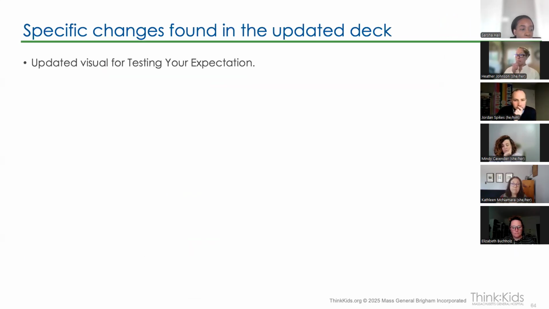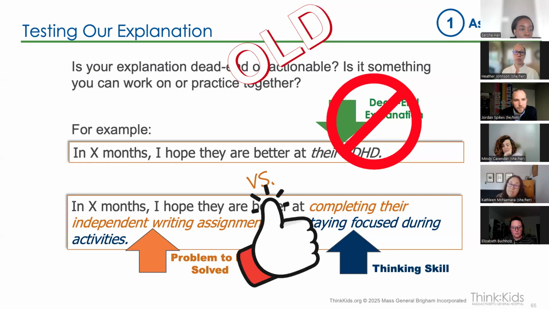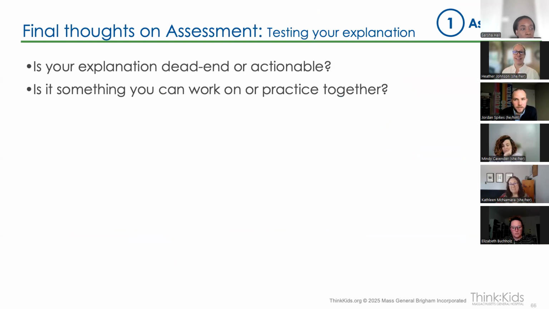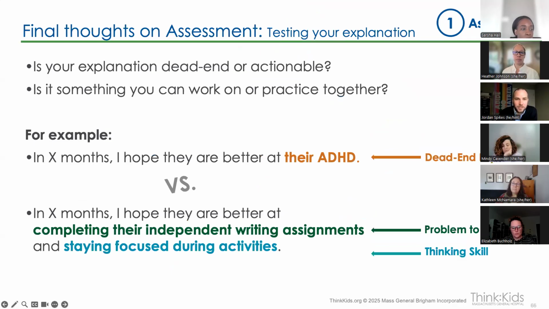Then there's a catch-all slide about testing your expectation, and the visual of that has been updated. The old version was this with my very, very professional thumbs up. You got it right. And then that's removed. I'm still disappointed, but I'll get over it. We've got the same type of visuals, but again, the color coding matches everything that we've talked about before. So that's a dead end explanation. We've got a problem we've solved and thinking skills. So most of the changes are just visual. It's less content. Okay.